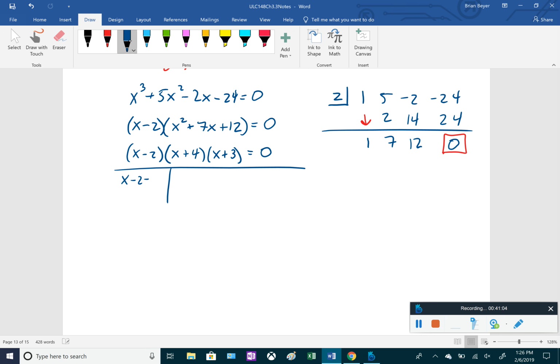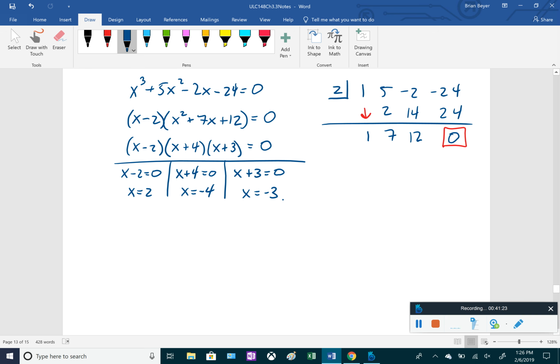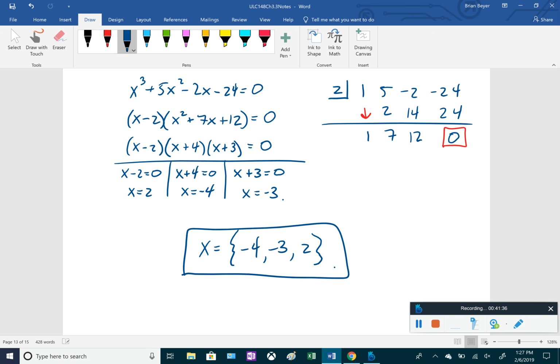I'm going to set all of these factors equal to 0 now based on the zero product property. So solve all of these linear equations. We get x equals 2, x equals negative 4, and x equals negative 3. So we already knew the x equals 2 answer. I just like to write it down also as we go. But these are our answers. These are our x-intercepts here. So I'm going to write this as a set: negative 4, comma, negative 3, comma, 2. So we could check these if we really wanted to by plugging them back in the original and making sure they worked. But I'm not going to do that.